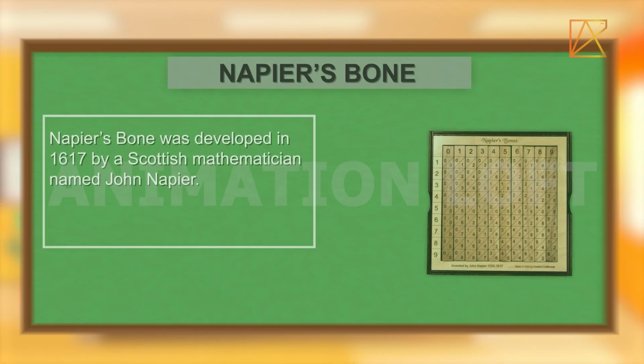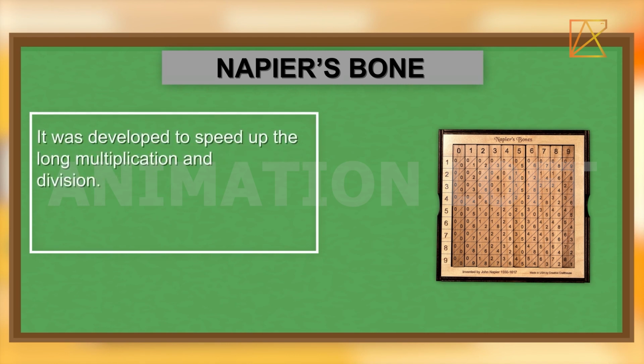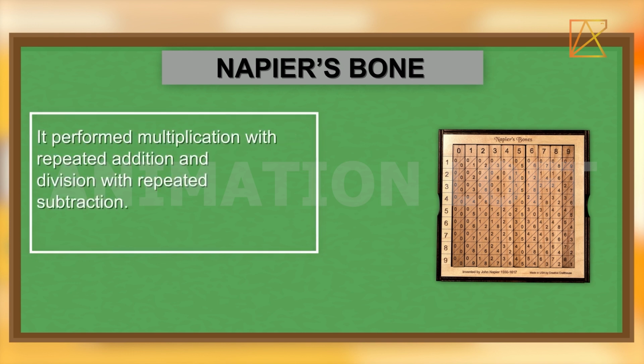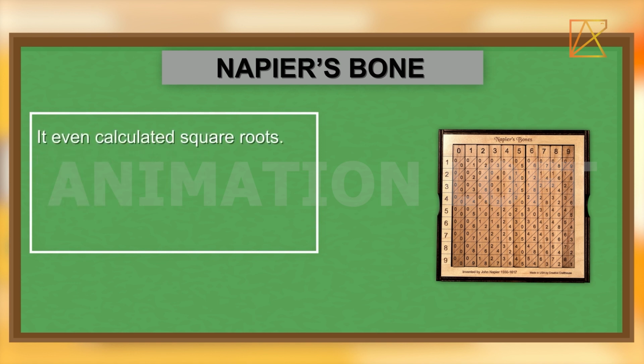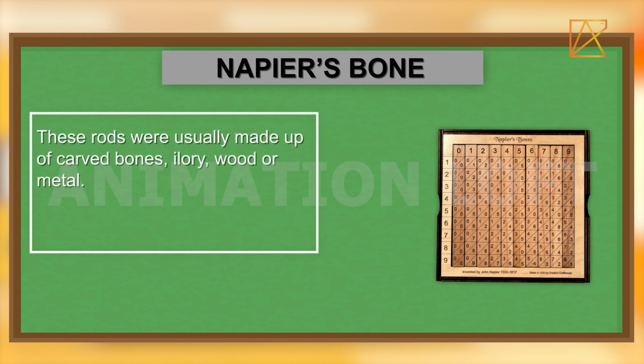Napier's bones. Napier's bones were developed in 1617 by a Scottish mathematician named John Napier. They were developed to speed up long multiplication and division. It performed multiplication with repeated addition and division with repeated subtraction. It even calculated square roots. This calculating device consists of a set of rectangular rods with numbers inscribed on them. These rods were usually made of carved bones, ivory, wood or metal.